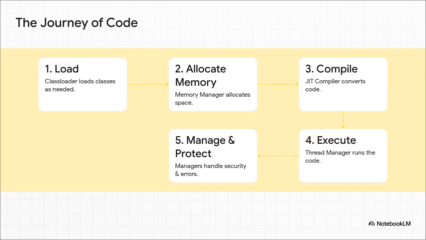Okay, so this is basically our roadmap for the rest of this explainer. Every single piece of your code goes on this exact journey, guided by the CLR. It gets loaded, memory gets allocated, it's compiled, executed, and all the while it's being managed and protected. So let's dive into that first step.